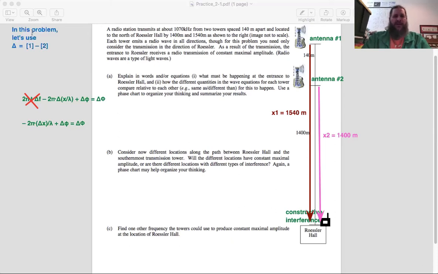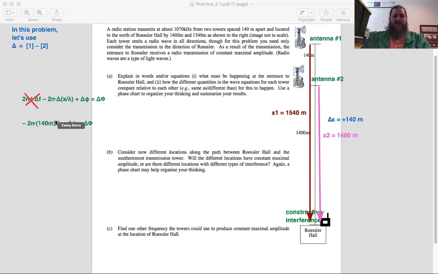And I would just recommend making a note of that off to the side, both as a reminder to yourself to make sure you're doing it consistently, and also as a note to anybody else who's reading the results or grading the problem or whatever. So subtracting value 1 minus value 2, x1 minus x2 would be 1540 minus 1400. So that gives us positive 140. So in this problem, delta x is going to be positive 140 meters. That's the extra distance wave 1 travels. So we could fill that in. Delta x is 140 meters.